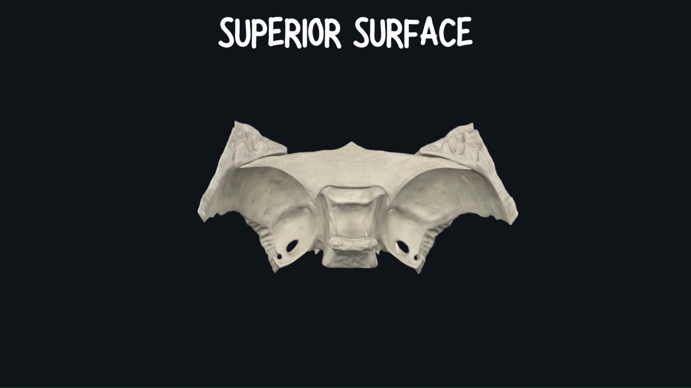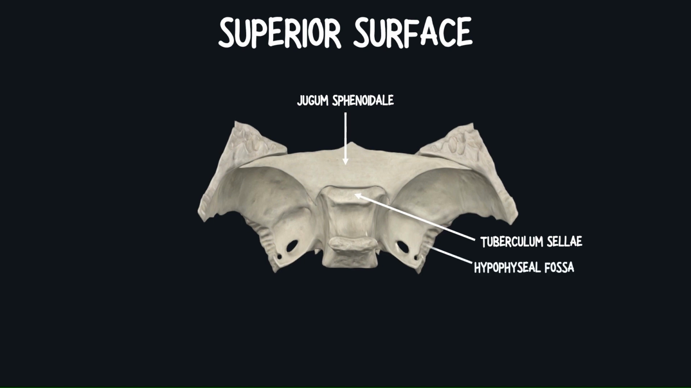From this perspective, from above, we can see the jugum, which is in communication with the cribriform plate, a part of the ethmoid bone. The tuberculum sellae, which forms the anterior wall of the sella turcica and the posterior aspect of the chiasmatic groove, a sulcus formed by the optic chiasm, where the optic nerves cross. Hypophyseal fossa, the deepest part of the sella turcica, where the pituitary gland is located.